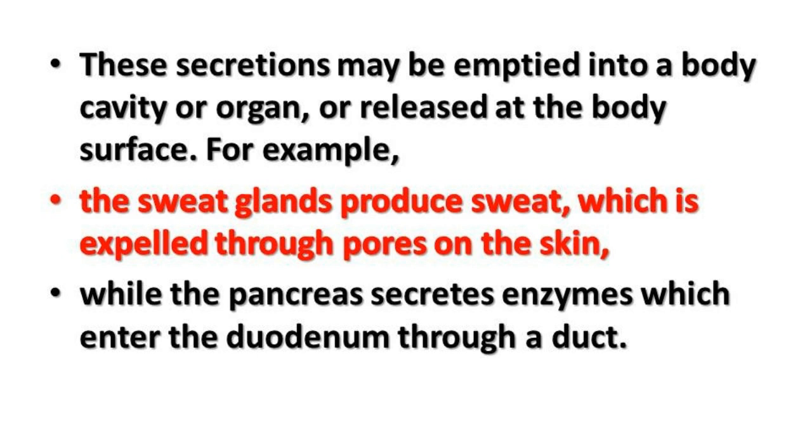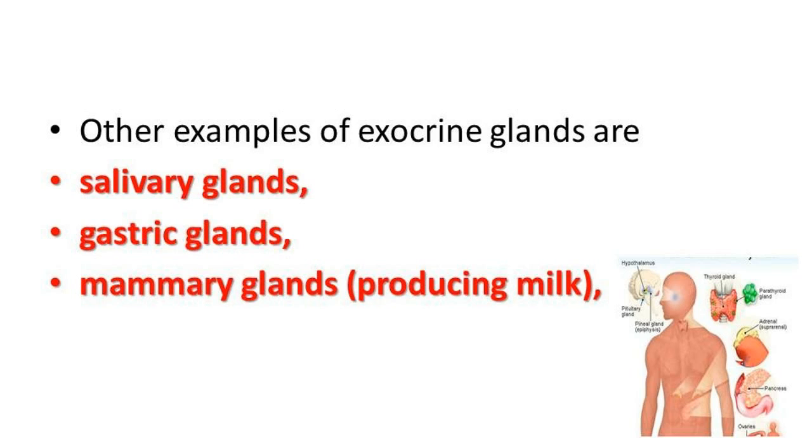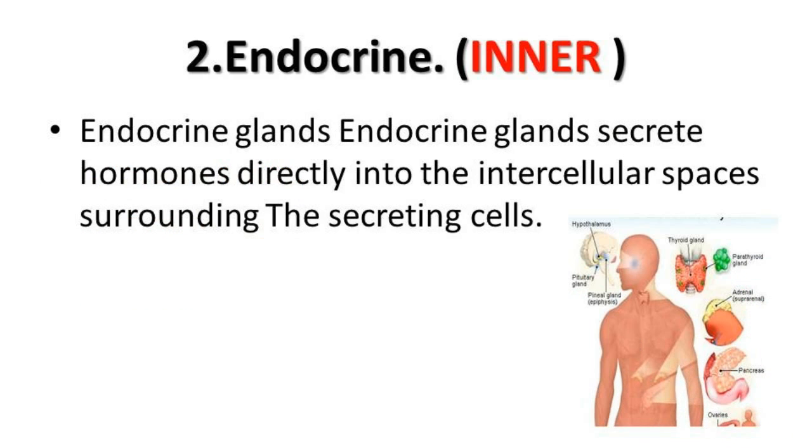Okay, are you clear now? So exocrine means to exit the glands. Example, sweat gland. For example, salivary gland, gastric gland, mammary gland. Mammary gland means producing milk in female animals. These are the exocrine glands: salivary gland, gastric gland and mammary gland.